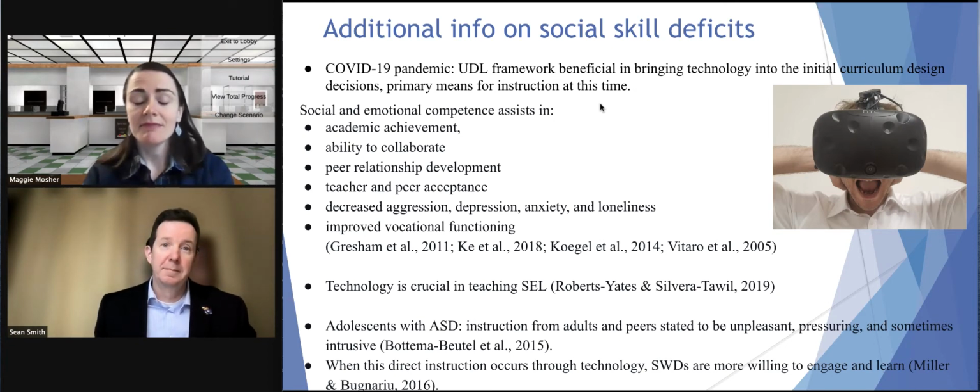But those with ASD actually say that instruction from adults and peers tends to be unpleasant, pressuring, and sometimes really intrusive. It can cause a lot of anxiety to be taught by an adult or peer what you're doing incorrectly socially. However, what we're finding is that same direct instruction when presented through technology tends to be engaging and motivating, and there's a lot less stress and anxiety as they're performing those skills. So social emotional learning is a huge part of our students' days.